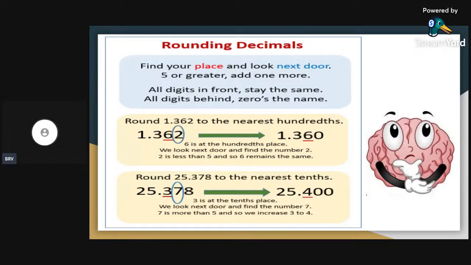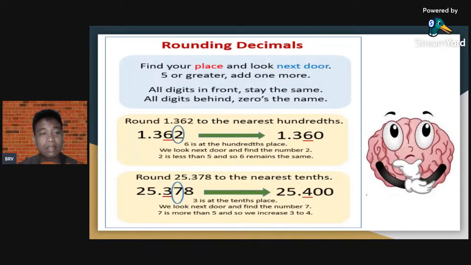So for example, round 1.3362 to the nearest hundredths. Tenths, hundredths, so that is six. If you round off six, we have to look at the next place value, which is the thousandths, and the next number is two. It is less than five, so the six will remain six, and the two will become zero. So that's how to round off decimals.